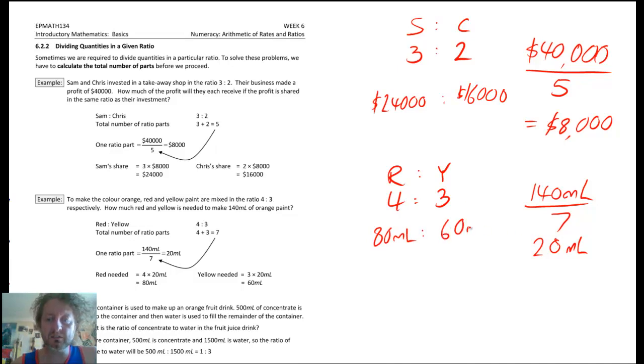I'll make sure that it still adds up to the total orange paint I want, and sure enough, 80 plus 60 is 140 mils. And is it still in the same ratio? Again, since I times by a 20 and times by a 20, they're still in the same ratio, and everything's good. Mix 80 mils of red and 60 mils of yellow, and we're good.